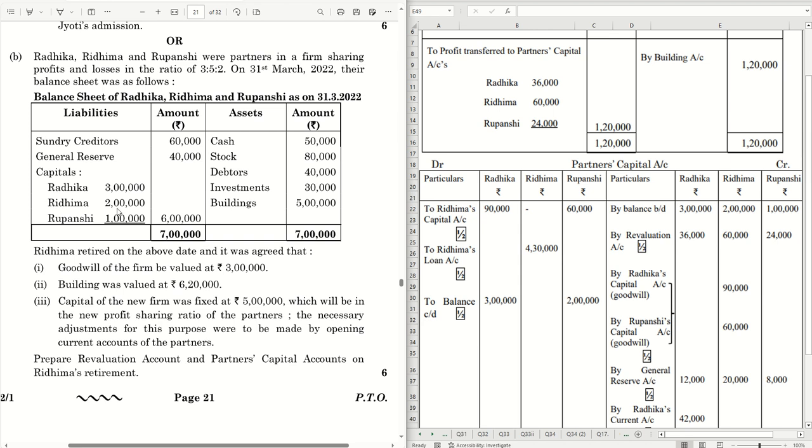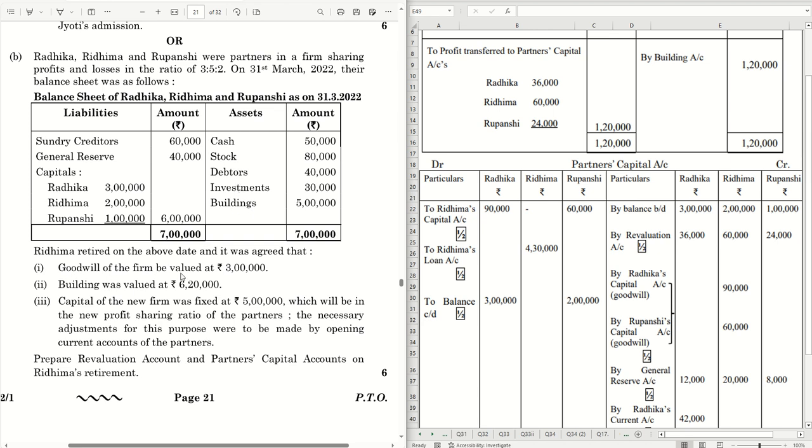However, just keep one thing in mind, for this transfer entry, there is no mark allotted. However, that doesn't mean you shouldn't write it, you still have to write it. Otherwise, your entire answer wouldn't tally. You might end up losing marks somewhere else. So you still have to write the by balance b/d entry here. So we'll pick up if there is any adjustment from the additional information.